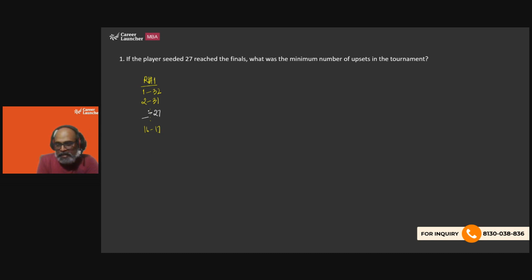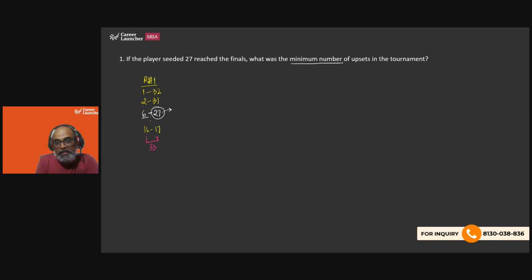Somehow, if we want to find out what is the seed of that player, there is a pattern here. If you look at the sum of the seeds of players in every match, it's 1 plus 32, 33; 2 plus 31, 33; 16 plus 17, 33. So the sum should be 33, which means seed number 27 played against seed number 6 and he moved forward.